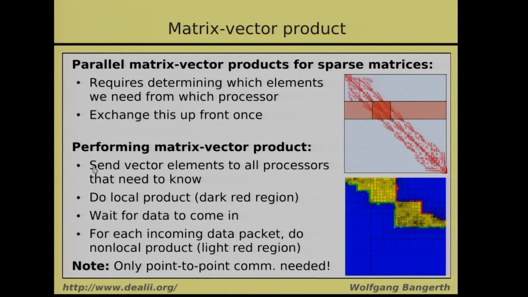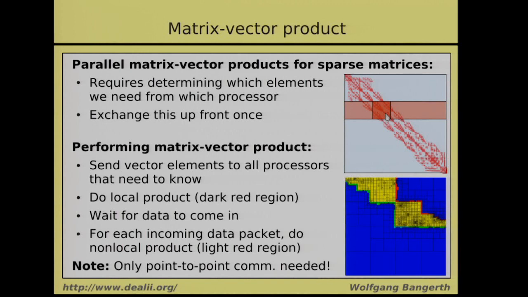And then when I do a matrix vector product, every processor sends the vector elements that other processors need to know. That's the first step. Then I do the local product. So I can do the product of my own part of the vector with this part of the matrix. Okay.